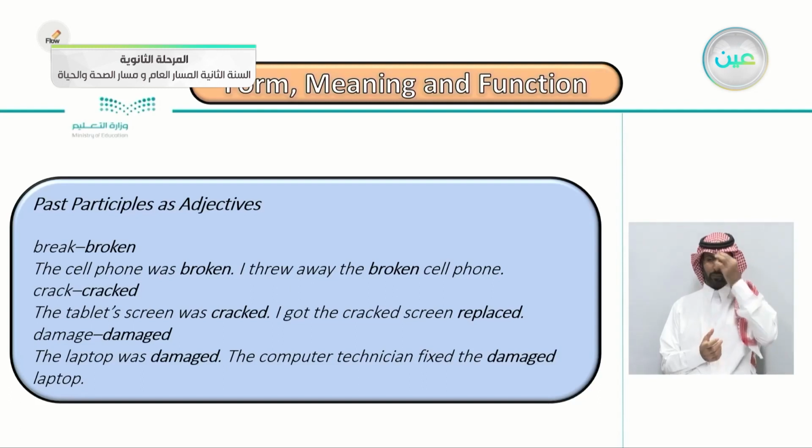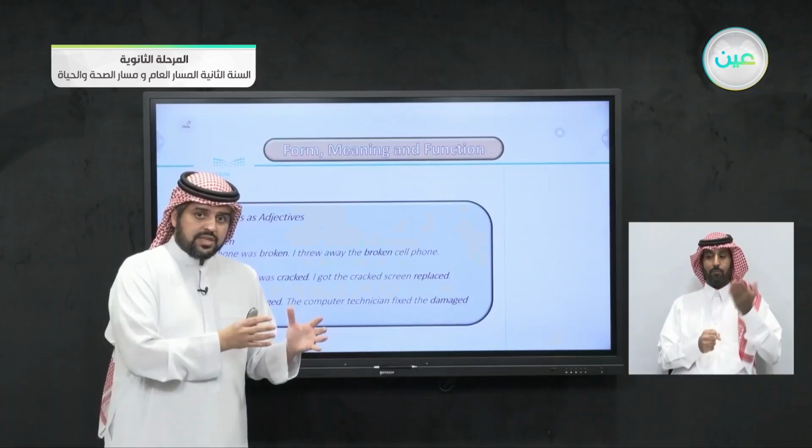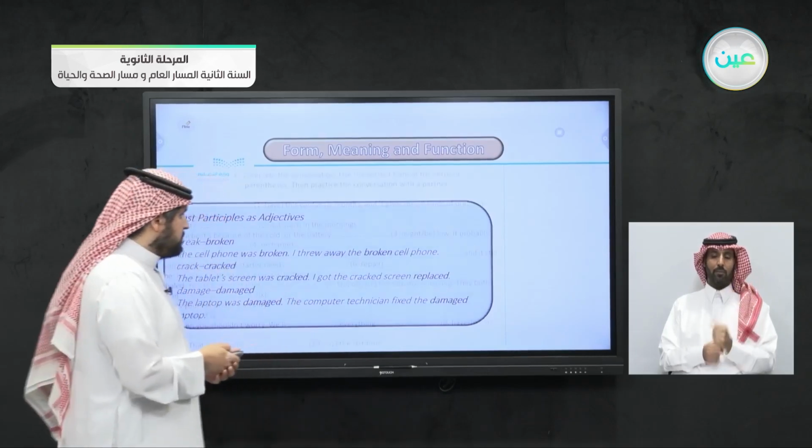For example, here, the past participle broken, break, broken. You can say the cell phone was broken. I threw away, for example, the broken cell phone. Crack, cracked. The tablet screen was cracked, or I got the cracked screen replaced. Damage, damaged. The laptop was damaged. The computer technician fixed the damaged laptop. So some past participles can be used as adjectives.